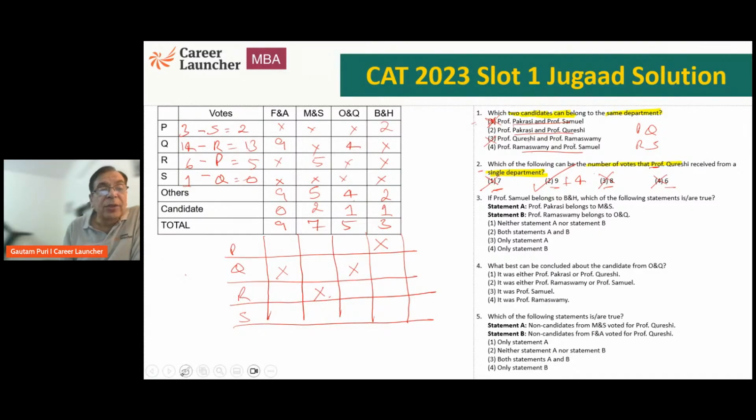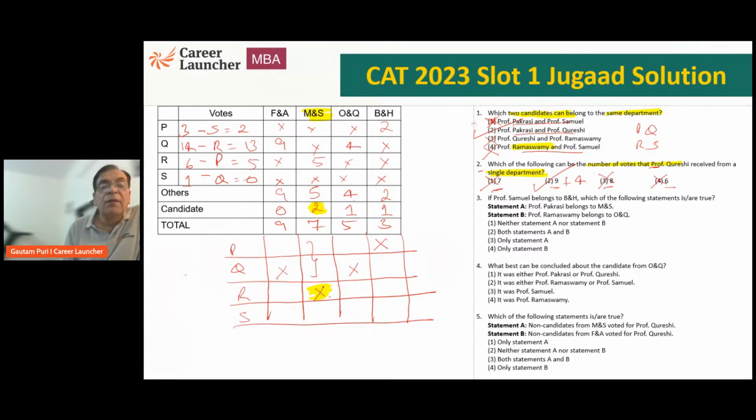The 2 candidates, just to highlight, I'll use the highlighter. The department which has got 2 candidates is MS. And R is not a part of MS. That means choice 4 cannot be the right answer. Choice 4 has Ramaswamy, so it cannot be the right answer. That means the correct answer is choice 2. So without even solving that or making all the cases, I have been able to eliminate the choices. So P and Q have to be from the same department.